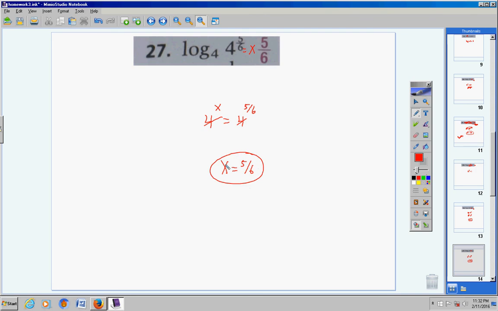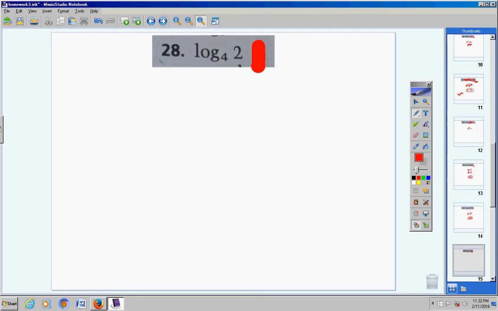Okay? Moving on to number 28. Alright, here we go. We admit that we do not know the answer, so we set it equal to x. Next, we're going to write it exponentially. So here's my base. It would be to the x power because I have an x here. And then my argument goes right here by itself.